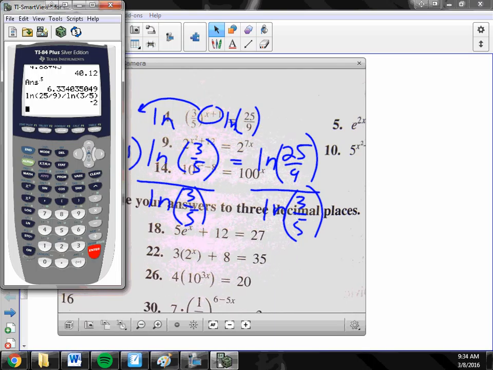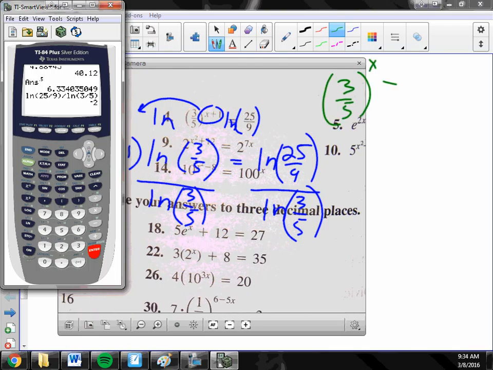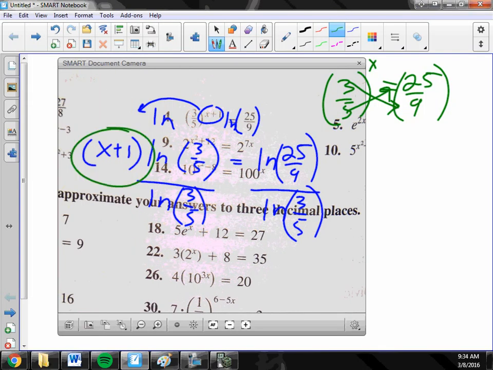So 3/5 to what power is 25/9? Well, 5 squared is 25 and 3 squared is 9. So it's to the second power, but they flipped upside down, so it would need to be negative. So we're left with x plus 1 equals -2. Subtract 1, and x is -3.